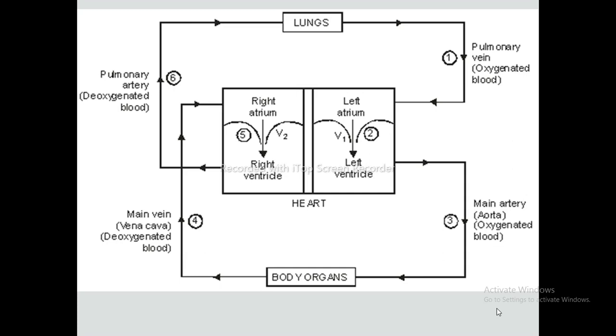Then deoxygenated impure blood from different parts of the body through inferior and superior vena cava goes to the right auricle. From right auricle, blood goes to right ventricle through tricuspid valve. Then through pulmonary valve, blood goes to pulmonary artery and to the lungs for purification, and the process continues.